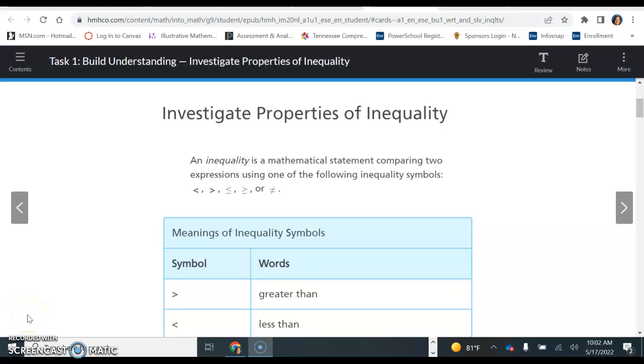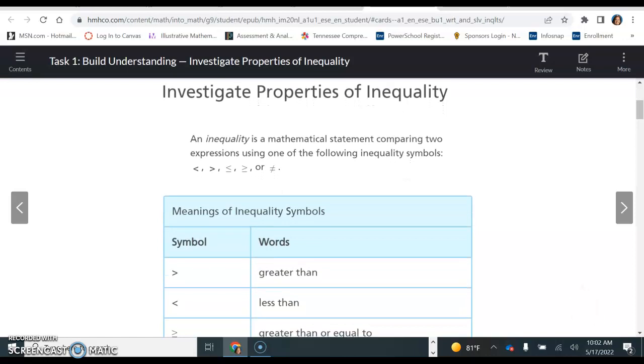Lesson 2.4, Task 1. Investigate properties of inequality. An inequality is a mathematical statement comparing two expressions using one of the following inequality symbols. All right, so the first ones here are less than, greater than, less than or equal to, greater than or equal to, and this one means not equal.